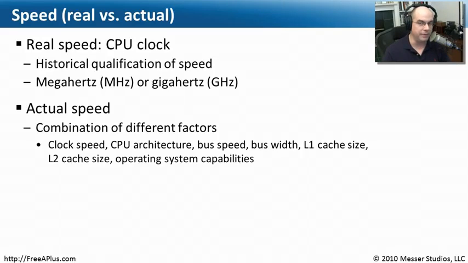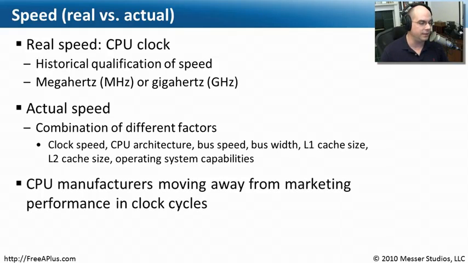We've got clock speed, we've got the architecture of the system, we've got the speed of the bus, caches that are on the CPU, we have the capabilities of the operating system. There are so many different factors to take into account that we can't just look at the speed of the CPU anymore. We do need to look at the cache memory. We do need to understand the type of bus that's running underneath and the speed of the bus to get a real understanding of the actual speed.